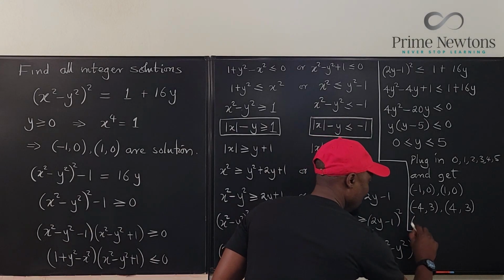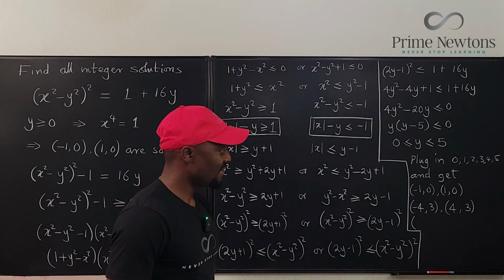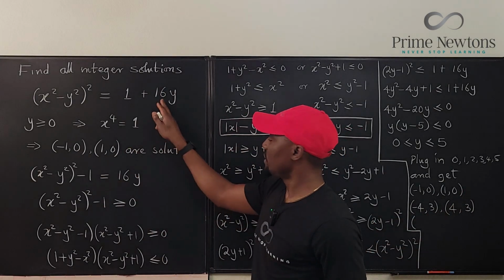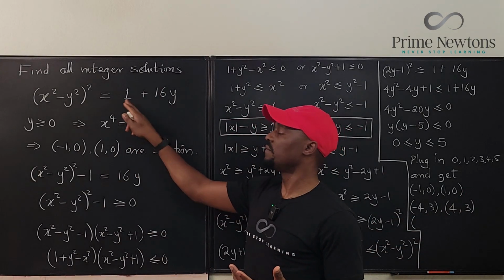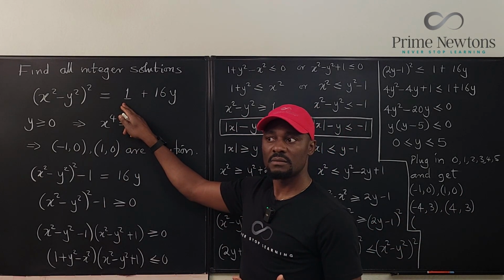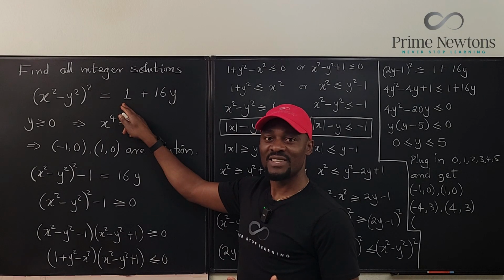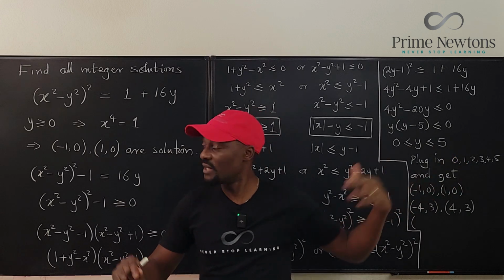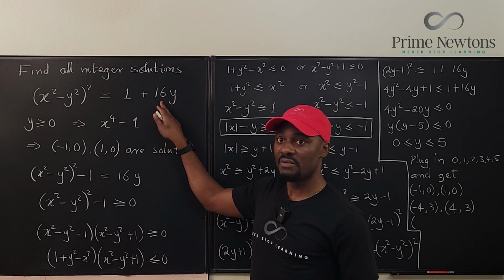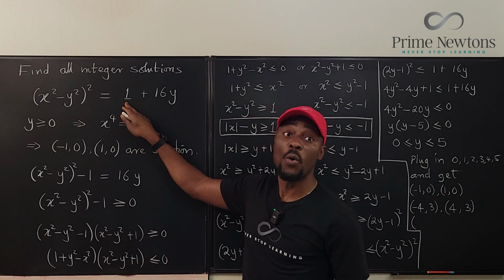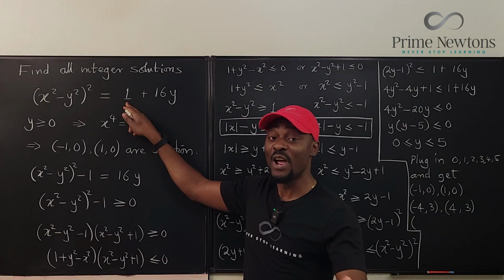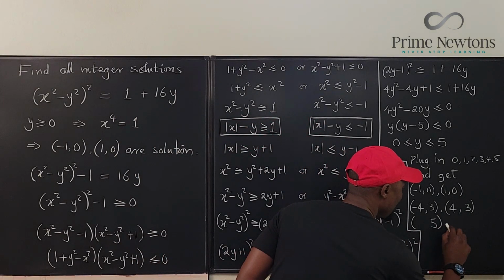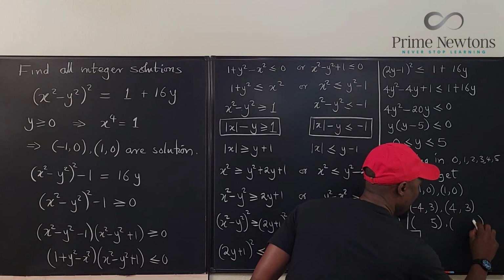And the next set of answers, if there exists any: we didn't try 4. Let's try 4. 16 times 4 is 64. 64 plus 1 is 65. It's not a perfect square, so you skip 4. Let's go to 5. Hope we can skip it. 16 times 5 is 80. 80 plus 1 is 81. It's a perfect square. So y equals 5 is a solution.